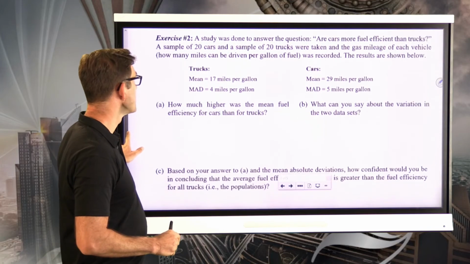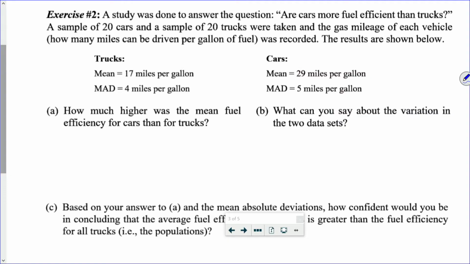Let's take a look at exercise number 2. A study was done to answer the question, are cars more fuel efficient than trucks? A sample of 20 cars and a sample of 20 trucks were taken, and the gas mileage of each vehicle, how many miles can be driven per gallon of fuel, was recorded. The results are shown below. For trucks, the mean was 17 miles per gallon with a mean absolute deviation of 4 miles per gallon. For cars, the mean was 29 miles per gallon with a mean absolute deviation of 5 miles per gallon.